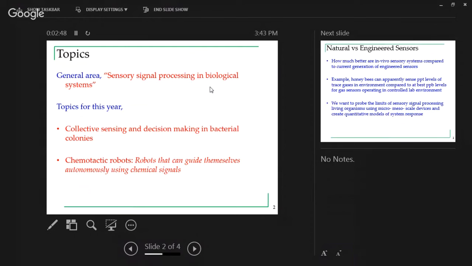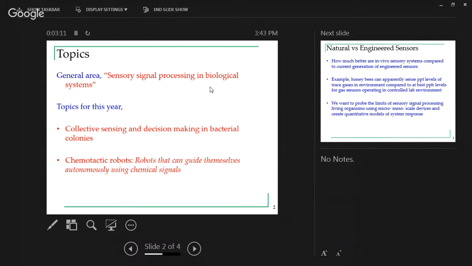The second topic that I have is chemotactic robots. What this term means is that chemotaxis is a technical term. Taxis is a word that refers to directed motion, like you're going somewhere. So that directed motion is called taxis. Associate the word chemo with it, and it means motion directed based on a chemical gradient.